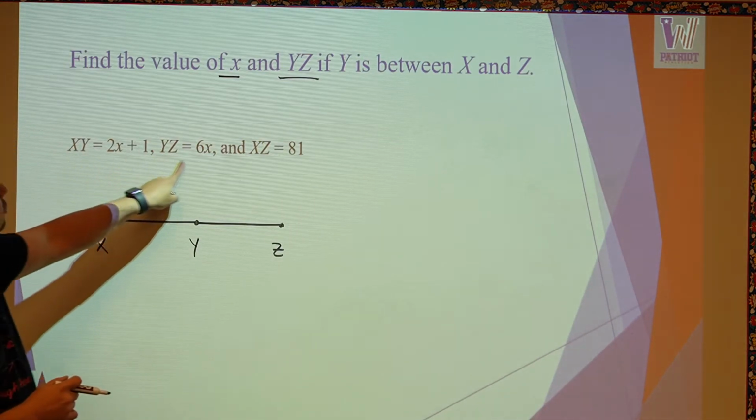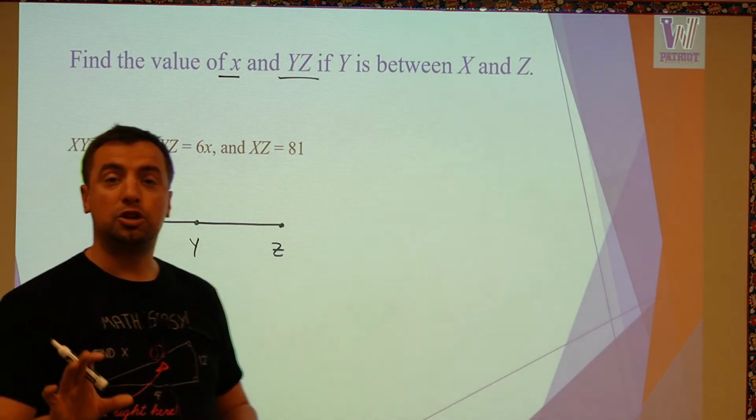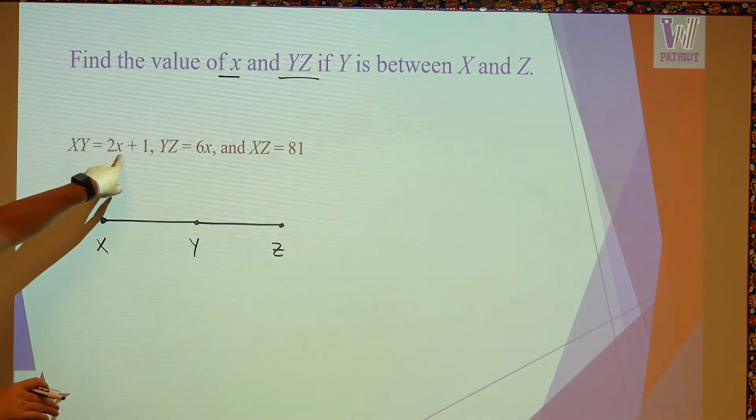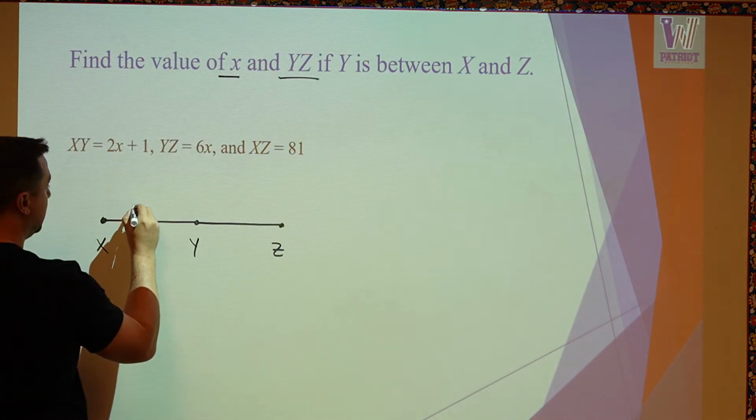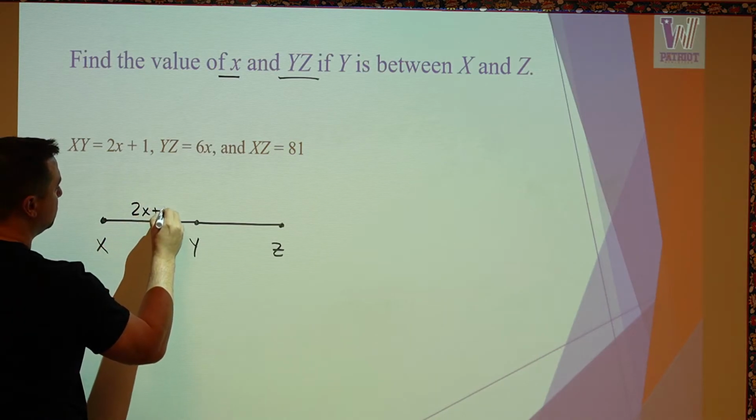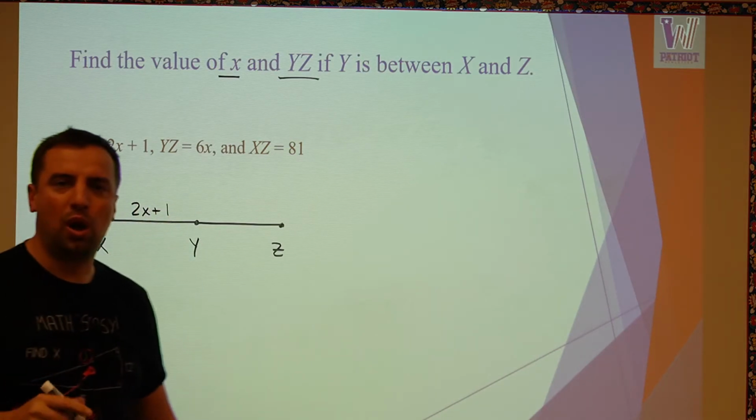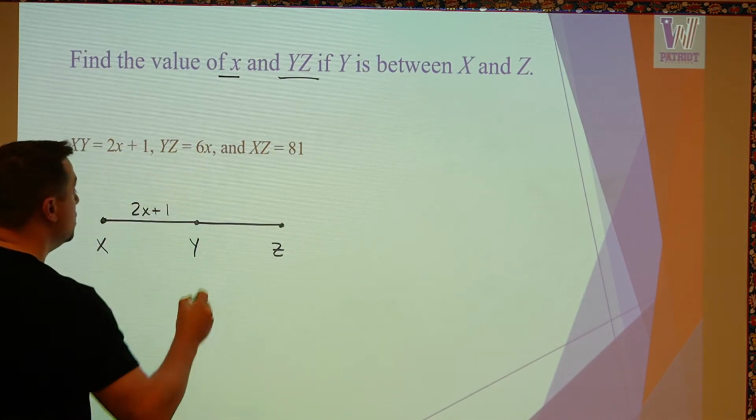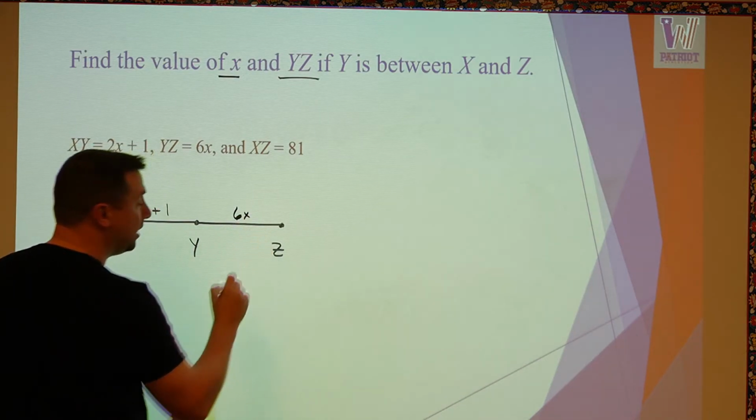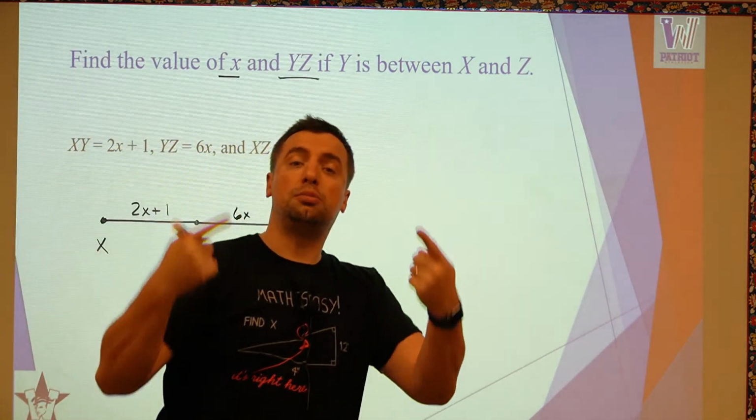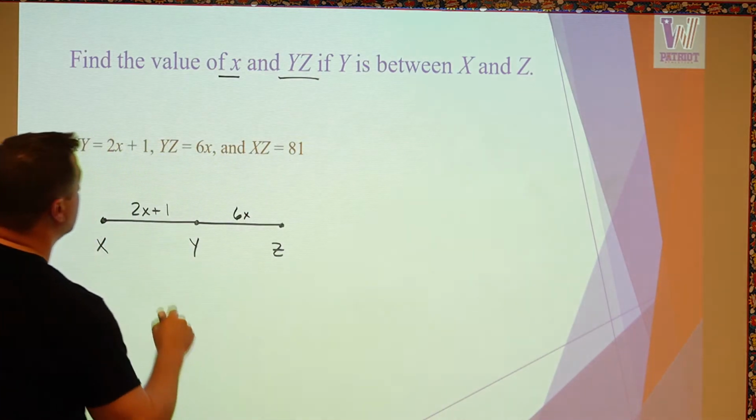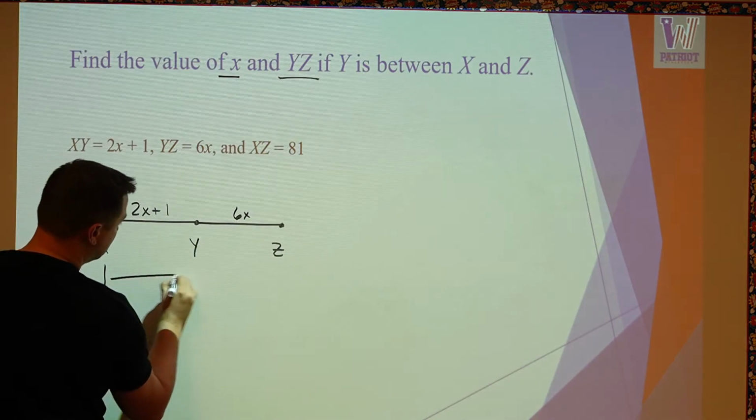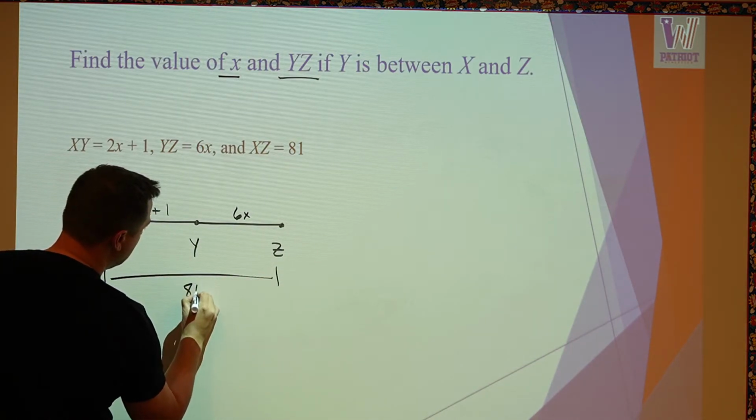And then we get to our descriptors. Now, it's important to make sure we plug those descriptors into the picture. xy equals 2x plus 1. So I want to place 2x plus 1 up there for xy. This is going to help us out. Then I go yz equals 6x. So let's put 6x up here. Again, this is to help us see the problem so we could solve it correctly. And then finally we have xz is 81. That's this length right here, 81.